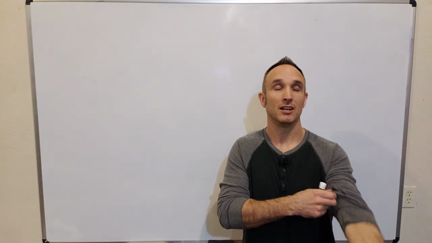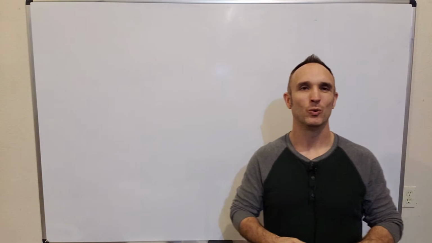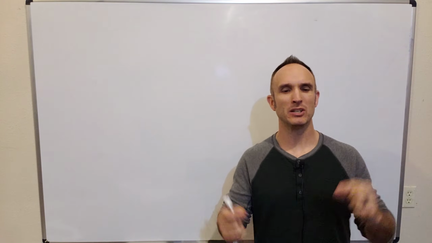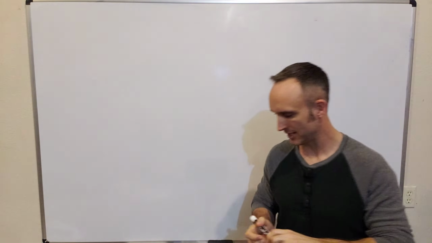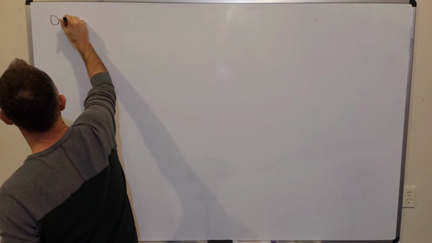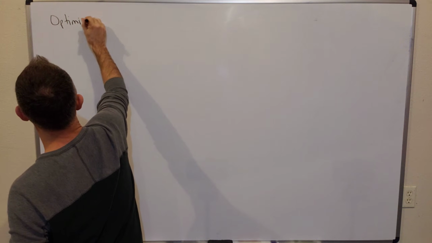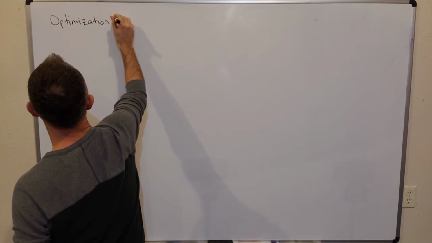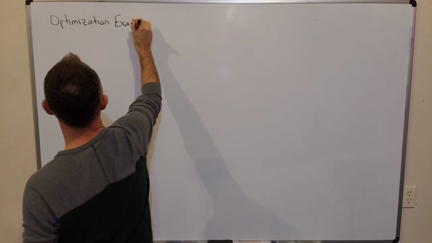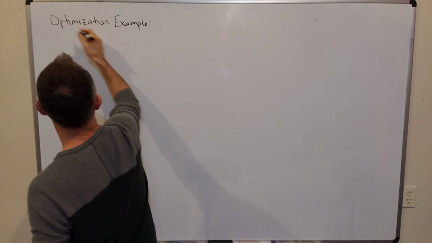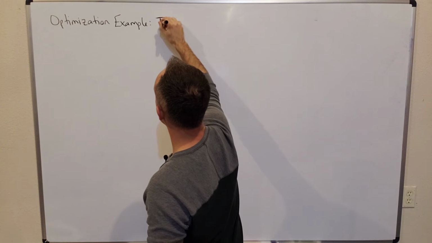In this optimization example, we're going to look at the distance between two things in a two-dimensional plane. Optimization example. Two-dimensional distance.